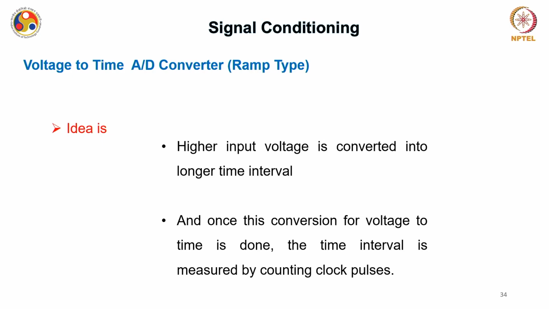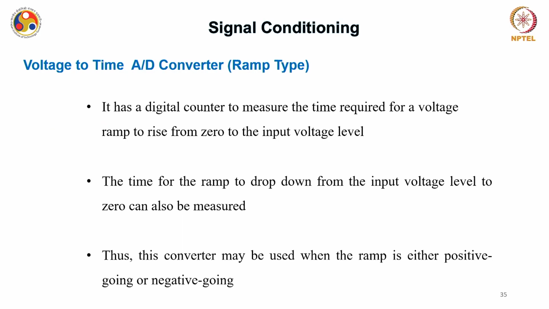Once this conversion from voltage to time is done, the time interval is measured by counting clock pulses. This voltage to time AD converter has a digital counter to measure the time required for a voltage ramp to rise from 0 to the input voltage level. Now the time for the ramp to drop down from the input voltage level to 0 can also be measured, depending on how you are using or what kind of slope you are using. Now this converter may be used when the ramp is either positive going or negative going.